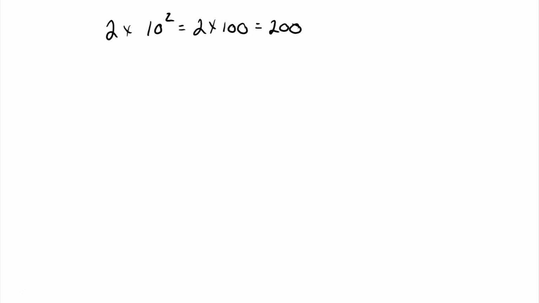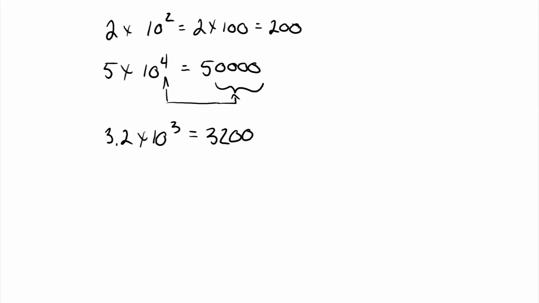If 2 times 10 to the exponent 2 is the same as 2 times 100, which is 200, then we can go on and look at a more complicated problem, and we can see that 5 times 10 to the 4th is the same as 5 times 10,000, and 5 times 10,000 would be 50,000. And again, we can see the connection here of the exponent 4 and the fact that there are 4 zeros following the 5.